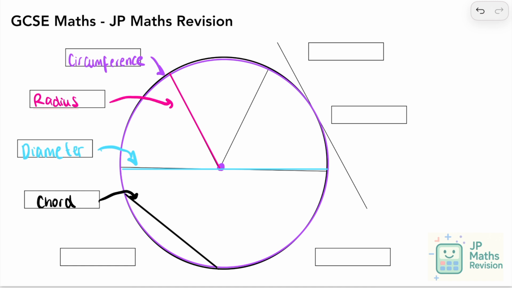The next thing I'm going to label is something called an arc. So an arc is simply a curved section of the circumference that connects 2 points. So I could define this point, and the curved section between them is going to be called an arc.